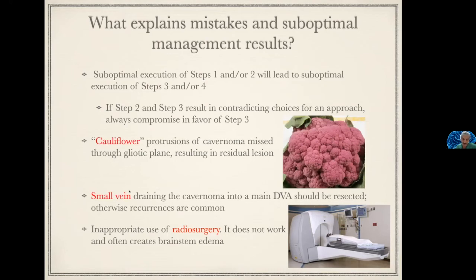I always sacrifice the small vein, not the main DVA, but the small vein that drains the cavernoma into a main DVA. I was too conservative early on in my career, and I would save every piece of vein, and I've had some recurrences in 2 or 3 cases, and I've gone back. So I believe the small veins need to be removed, not the big DVA, but small veins draining those cavernomas. Radiosurgery has no role in brainstem cavernoma.